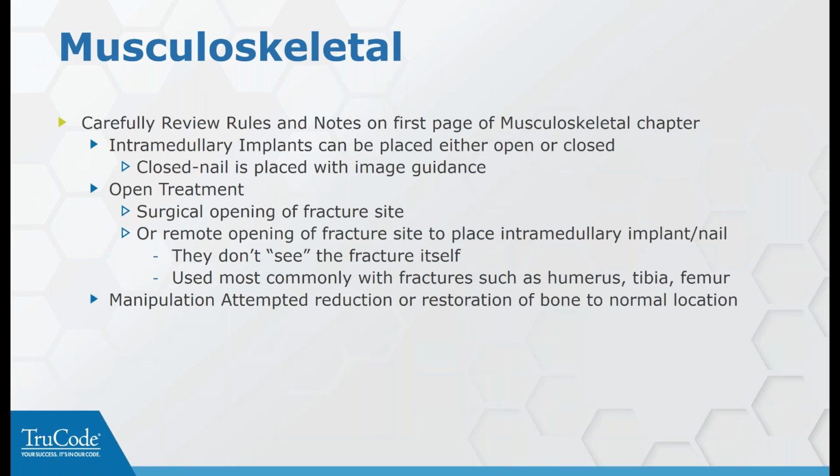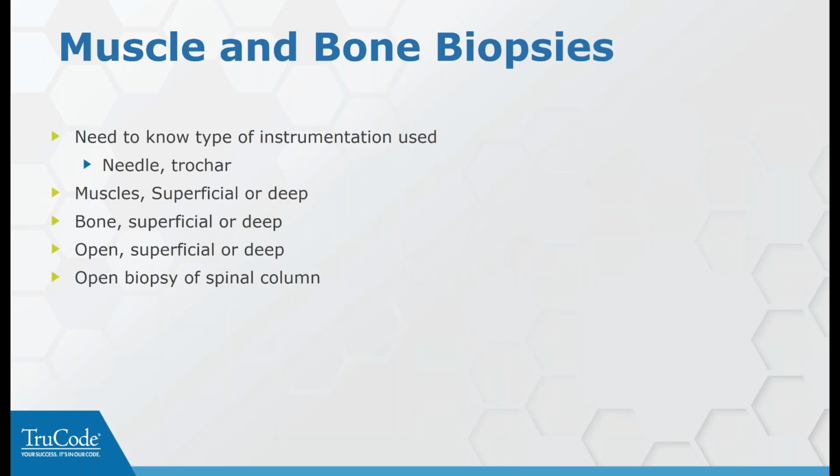The other term there that sometimes is confusing is manipulation, and that is the attempted reduction or restoration of a bone to its normal location when you're talking about a fracture. They tried to put the bone back where it needs to be. Whether they were successful or not, they still tried. That's manipulation. So you'll see codes that'll say either with or without manipulation.